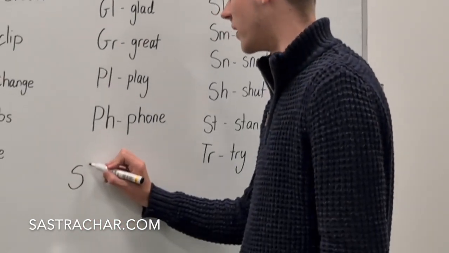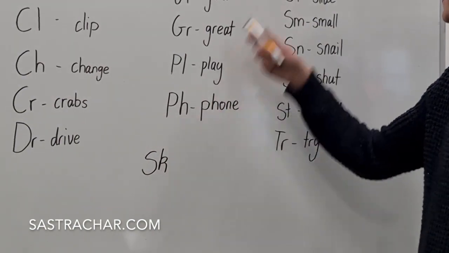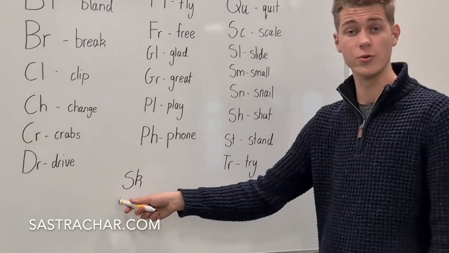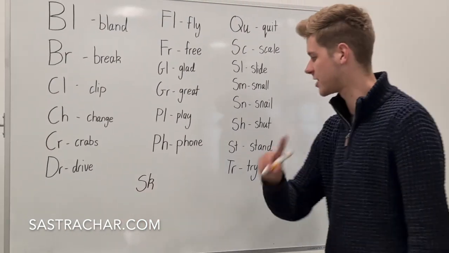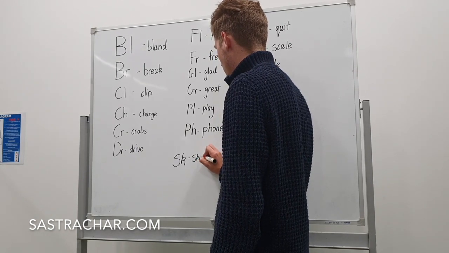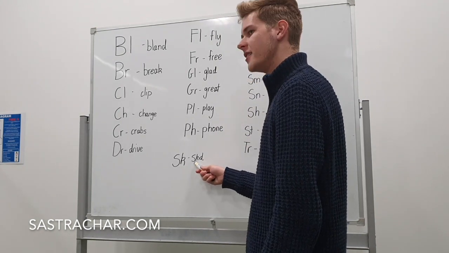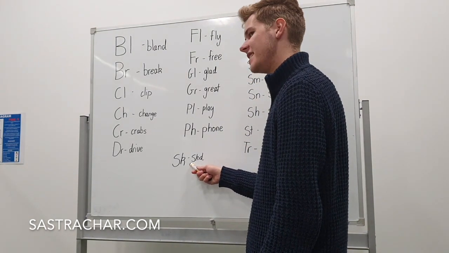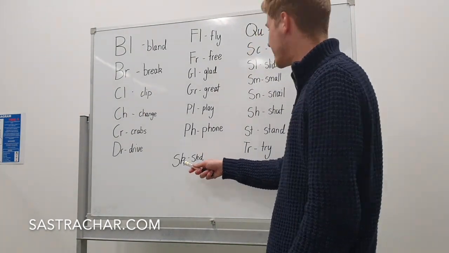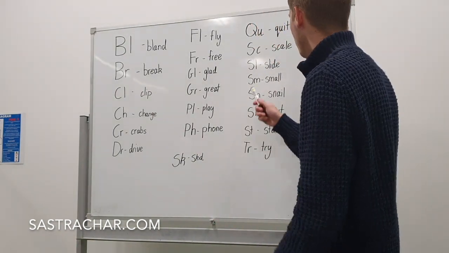And come to think of it, I've actually forgotten a word. An S can also go with a K, and it's exactly the same as an S and a C. S and K also go sk. Let's write a word to go alongside that. Let's try this word quickly. Skid. So we have skid and scale. Let's move on to another one.